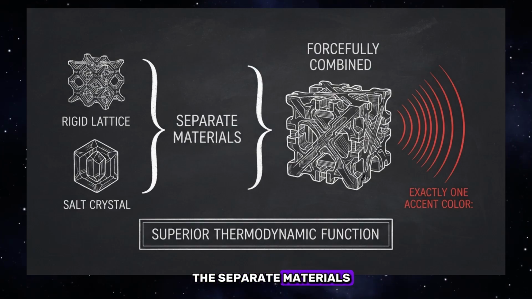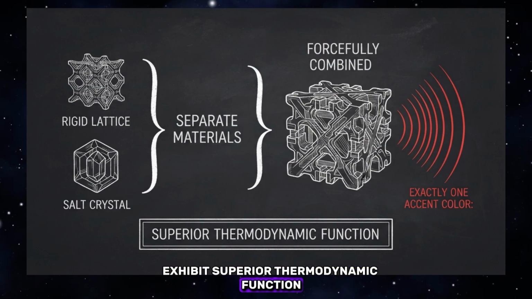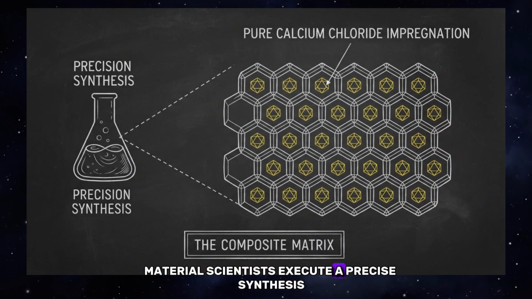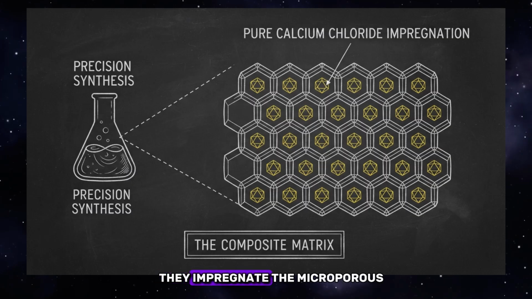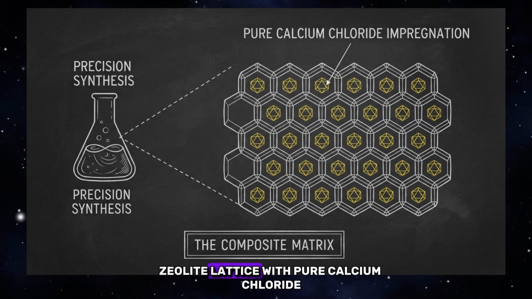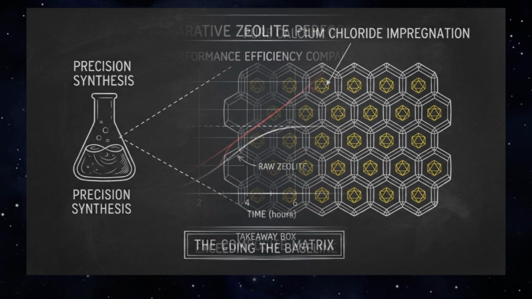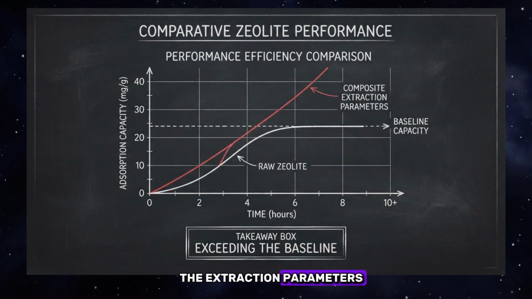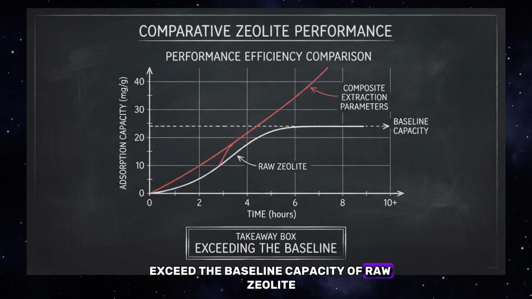The separate materials exhibit superior thermodynamic function when forcefully combined. Materials scientists execute a precise synthesis. They impregnate the microporous zeolite lattice with pure calcium chloride, the exact salt structure previously detailed. The extraction parameters exceed the baseline capacity of raw zeolite.